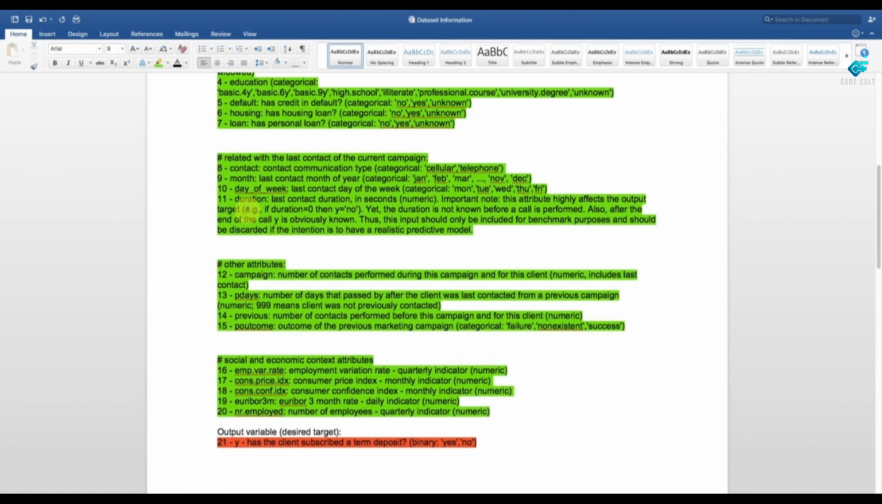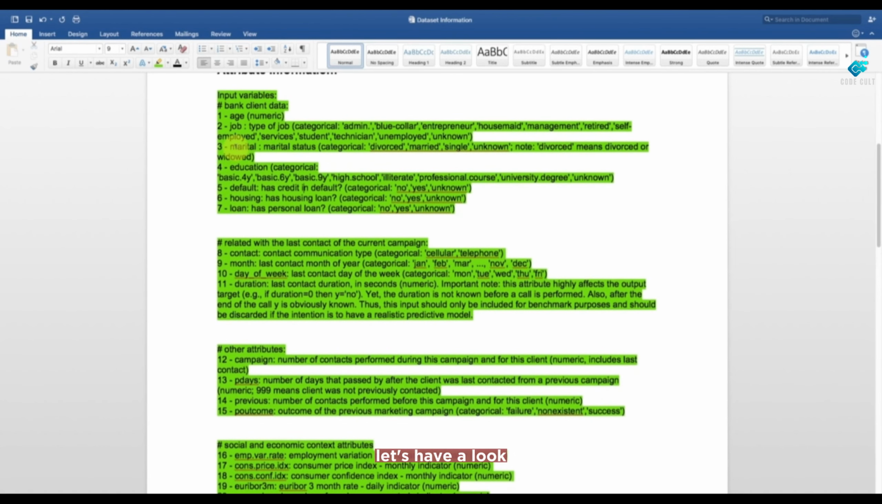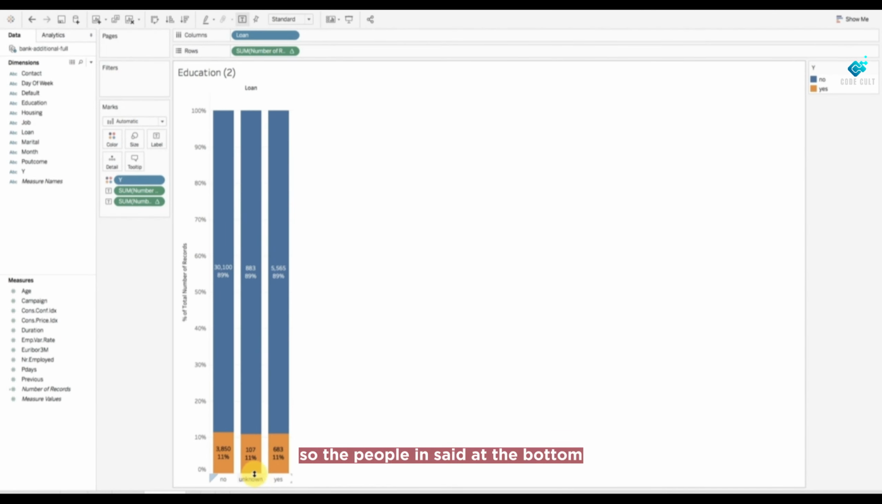It says, let's have a look. Where is loan? Do they have a personal loan? So at the bottom we've got people who don't have a personal loan, people who have a personal loan, and unknown. As you can see, there's no change.